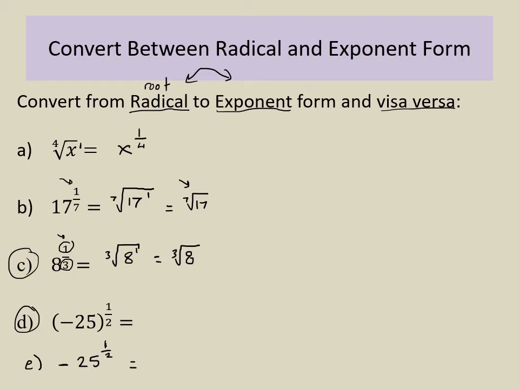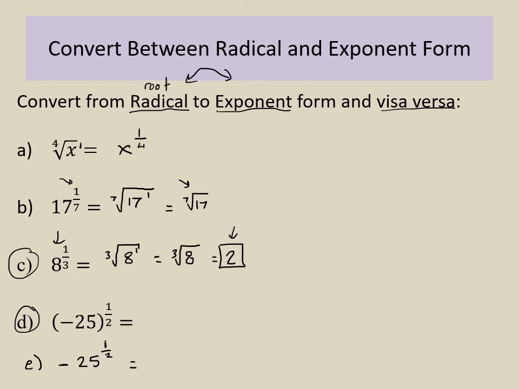We know what the cube root of 8 is. What times itself 3 times gives us 8? Well, that is obviously 2. So you must simplify radicals whenever you can. So 8 to the power of 1/3 simplified gives us 2.